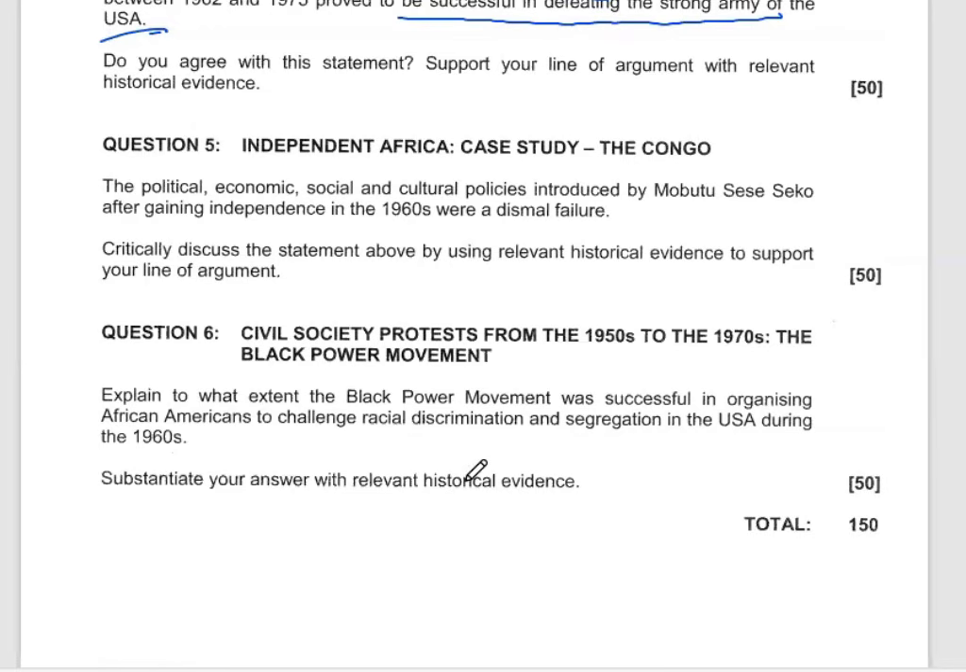Then looking at an independent Africa, the case study for Congo, it says the political, economic, social, and cultural.